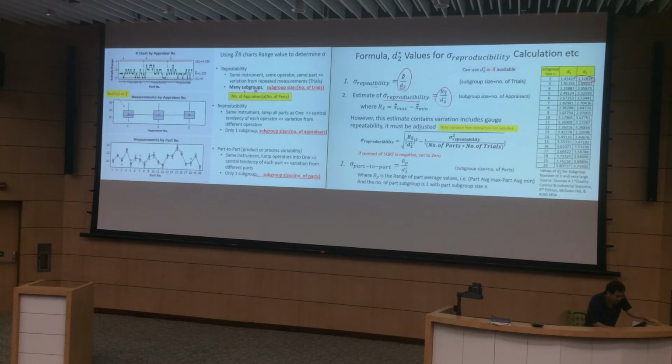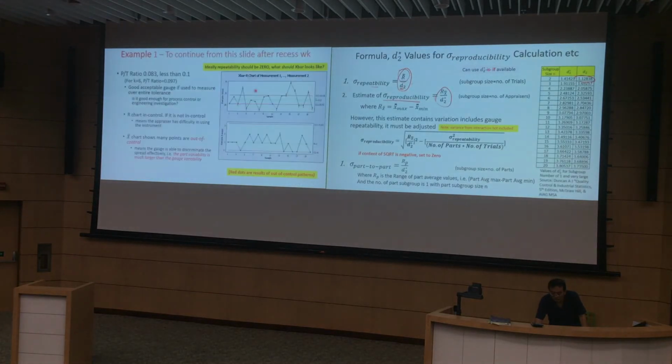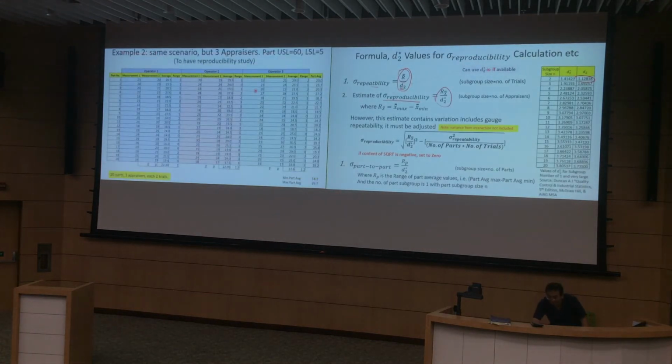Now, this one, you see this R double bar. Basically, if you look at that, we already have R bar for this guy here, R bar for this guy here, R bar for this guy here. So you can get the average of these to get the R double bar. So this is what we have. Okay, so it's quite easy.